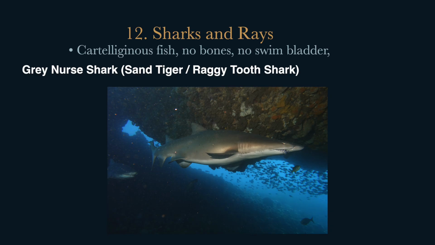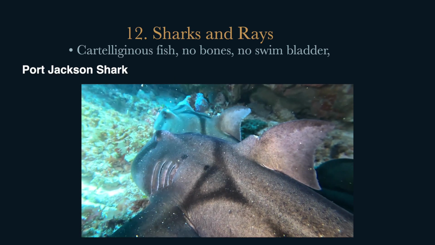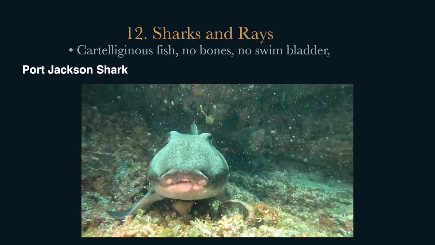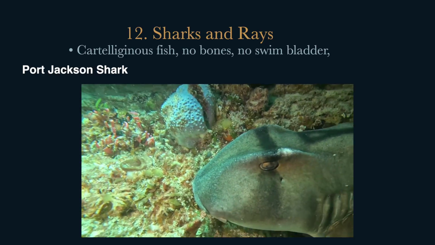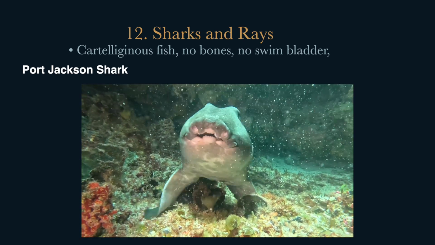It's fantastic. Port Jackson sharks are cute little bottom-dwelling sharks. They have 2 spines on their back and are one of the most ancient families, predating dinosaurs. They eat shellfish and invertebrates, and they can grow up to 1.65 meters.